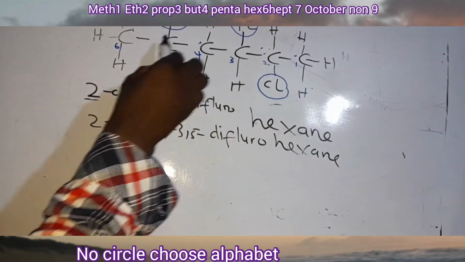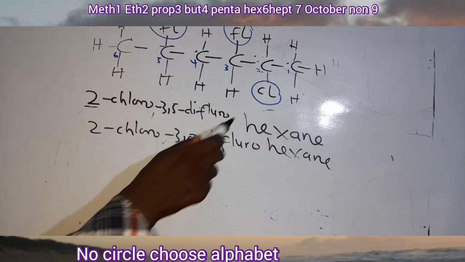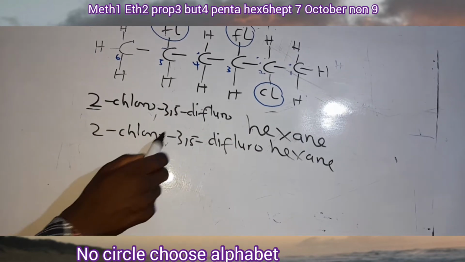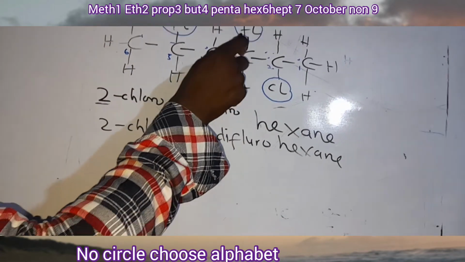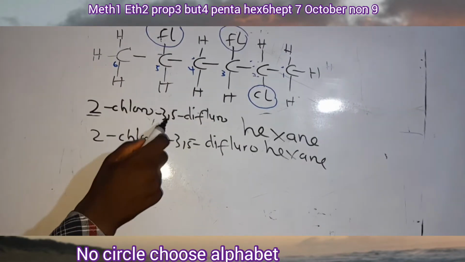So we are choosing the down number instead of the top number. And so chlorine is on number 2. So it becomes 2 chloro. Chlorine number 2. Then we have fluorine and fluorine on number 3 and 5. So we say 3 and 5 are fluorine.